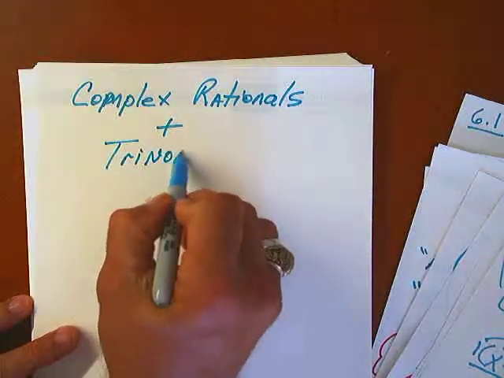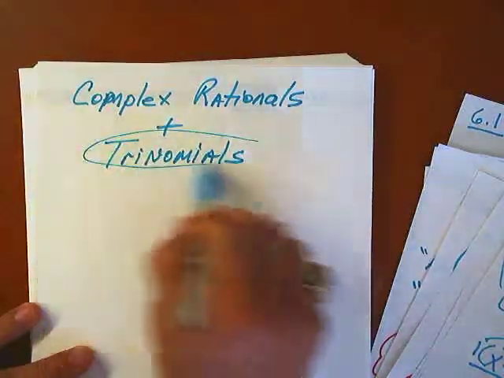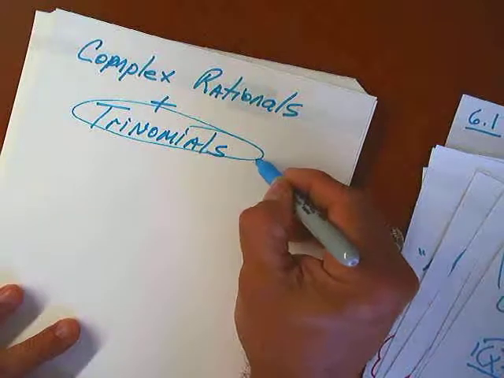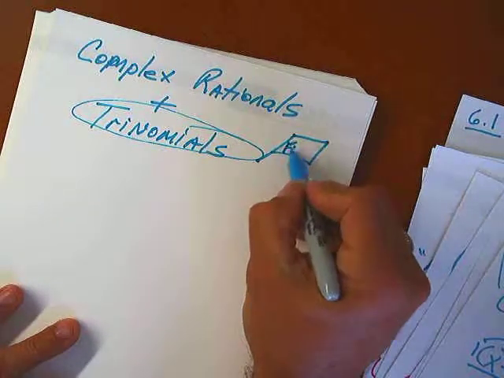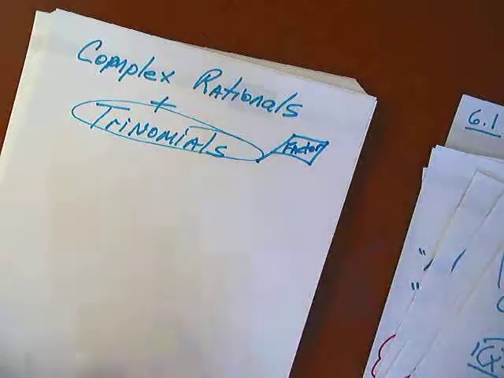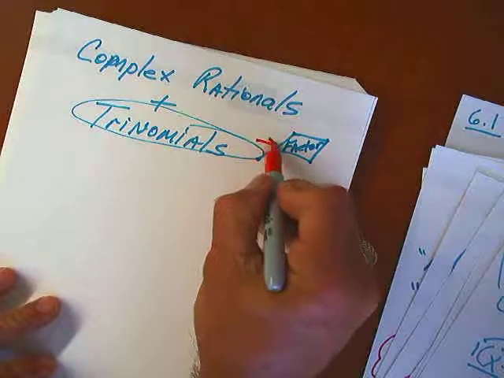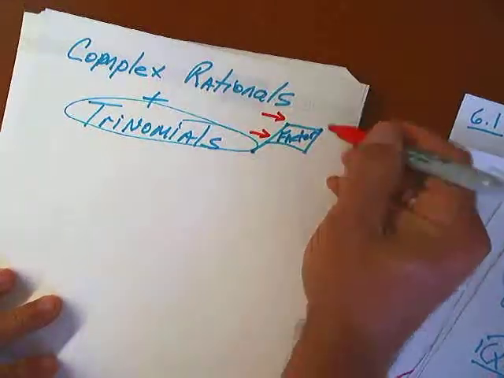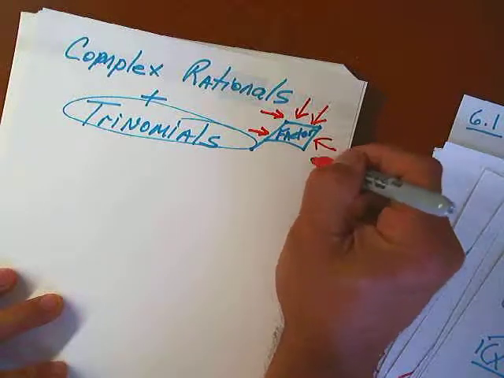Now, what's the big difference between the problems that we've been going over and the problems that we're doing now? Well, the problems that we're doing now are going to have trinomials in them. You're going to have complex rationals, or messy fractions, along with trinomials.